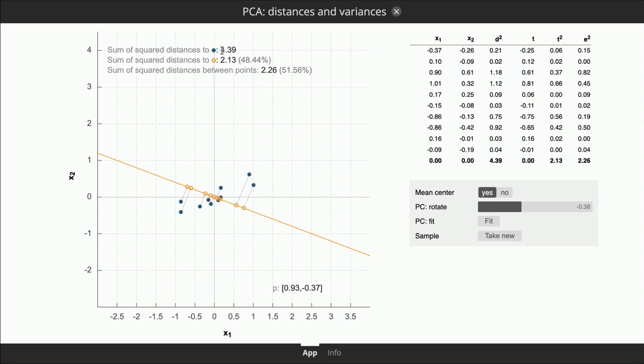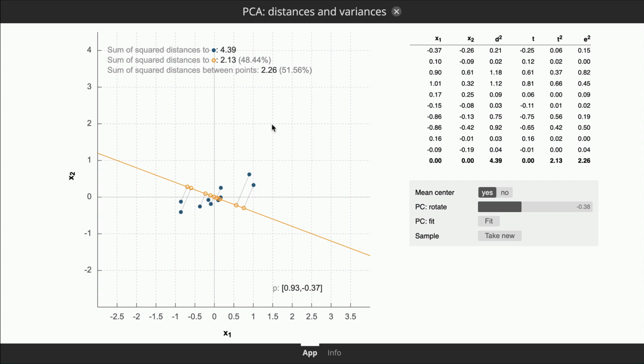Sum of squared distances for blue points, 4.39, this one, right? Sum of squared distances for the orange points, 2.13. You can see 2.13 here. And this is the percentage. So how big this value is in relation to this one. You can see it's almost 50%.